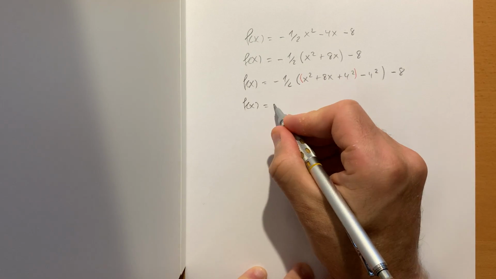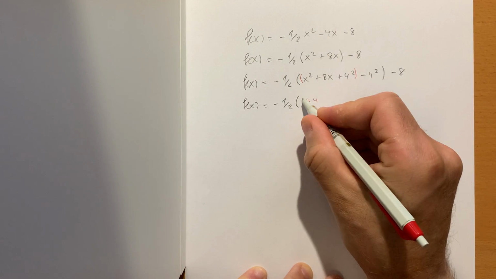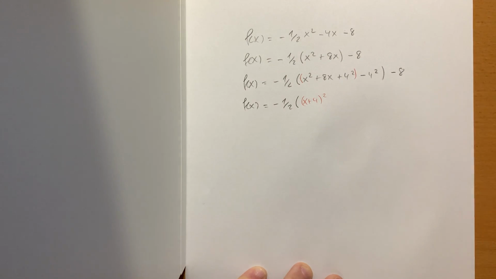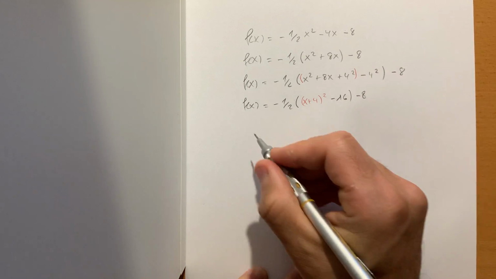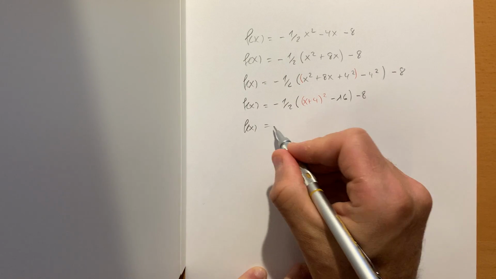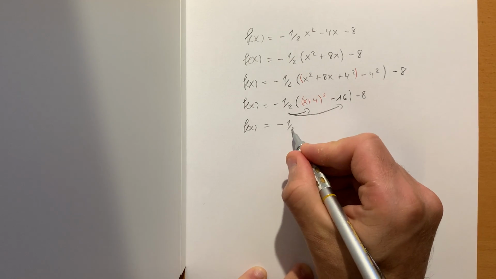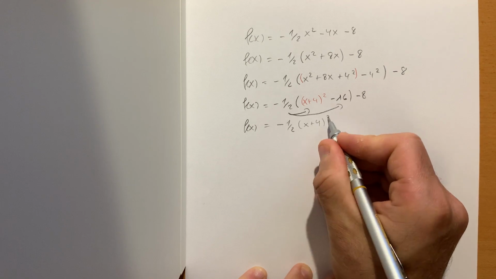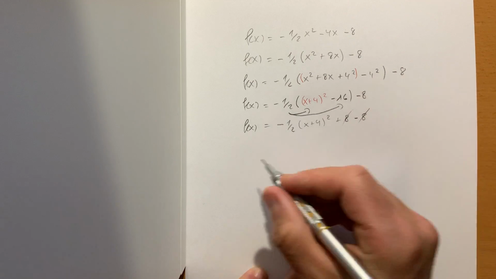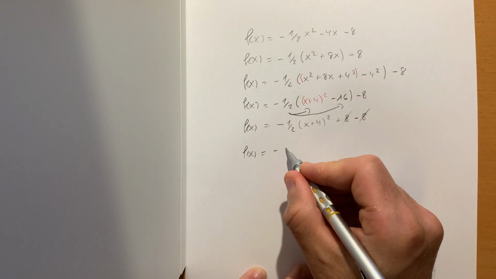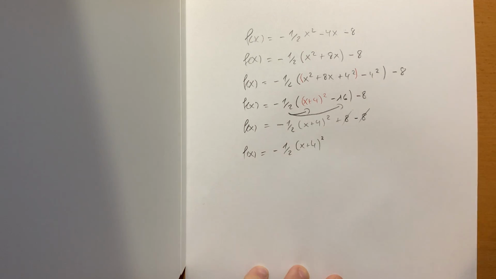f of x is minus 1/2 x plus 4 squared minus 16 minus 8. Now we need to distribute. So this times this and this times this. So that's minus 1/2 x plus 4 squared plus 8 minus 8. So this one goes. So f of x is now minus 1/2 x plus 4 squared.